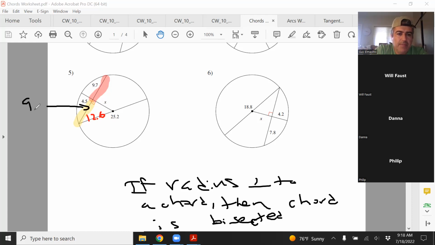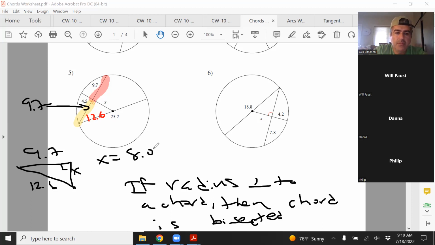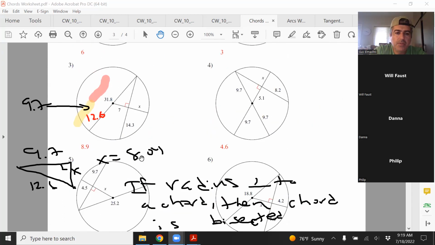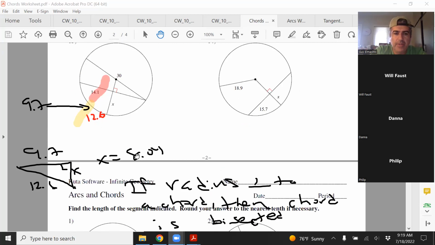So now you got yourself a right triangle. So it's a little more work you have to do for this one compared to the previous 4. That's 9.7, that's 12.6. Solve for x, not that hard. So 8.04. Okay. We're 8.1. Close enough.